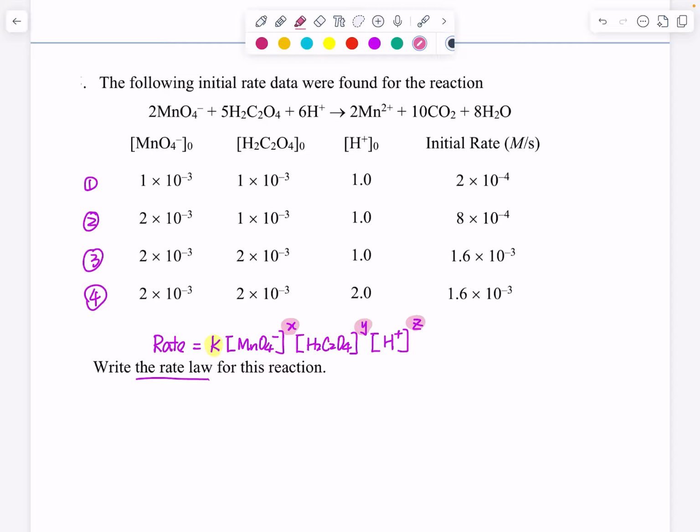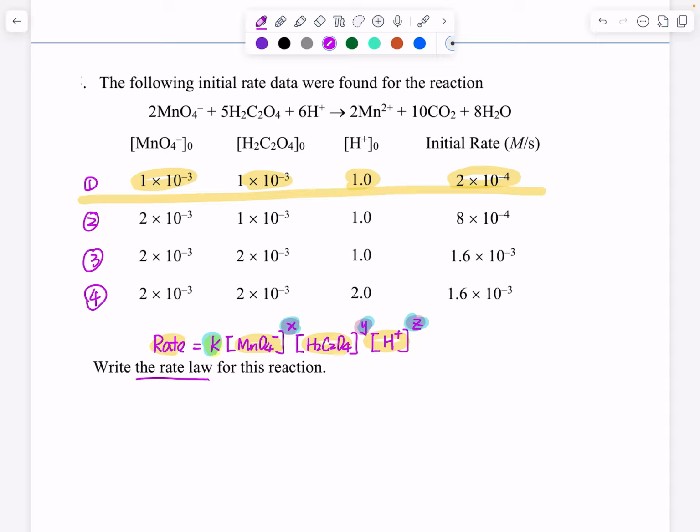Since we have each individual trial's information, we have the concentration of each reactant and its initial rate. All of this information is already given, and these are the things we're looking for. Yes, we have many variables, but it's okay. We can solve one at a time.